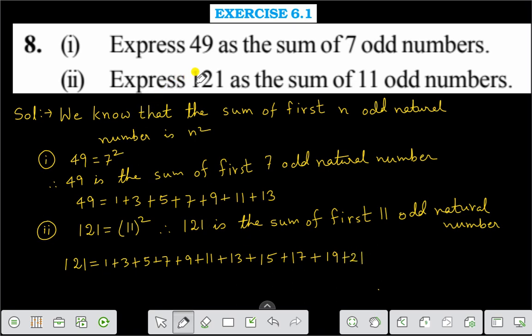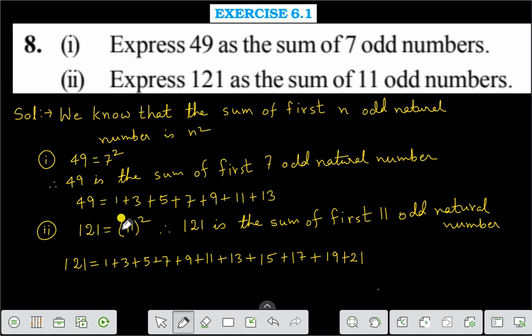Right? Express 49 as the sum of 7 odd numbers. We know that the sum of first n odd natural numbers is n square. The 49 is equal to 7 square. 49 is the sum of first 7 odd natural numbers. That is 1 plus 3 plus 5 plus 7 plus 9 plus 11 plus 13. That is equal to 49.